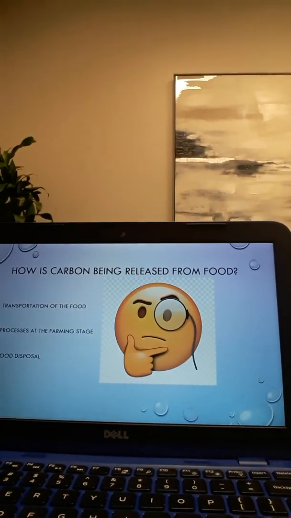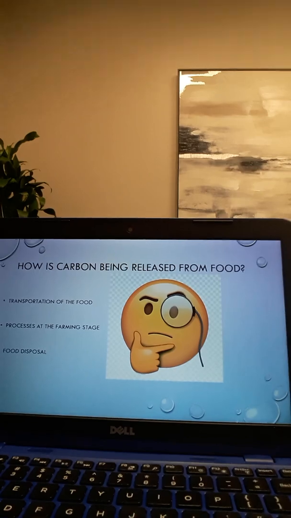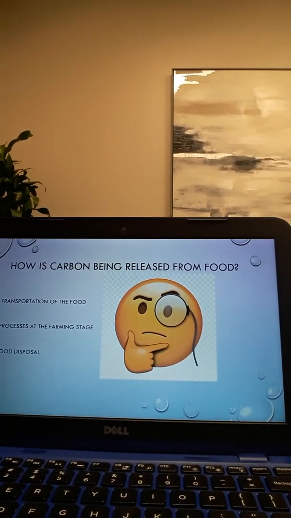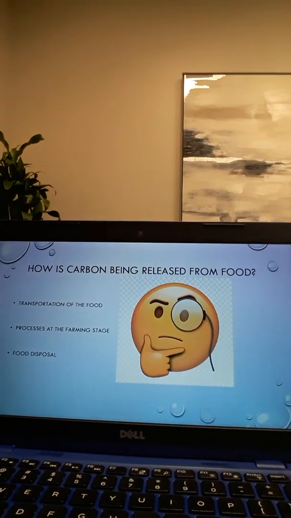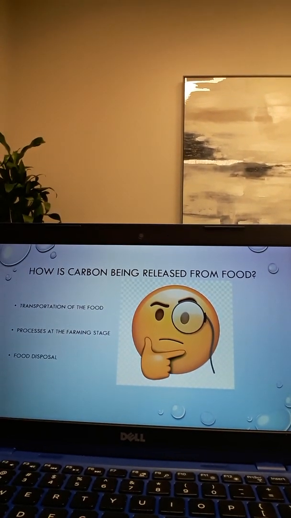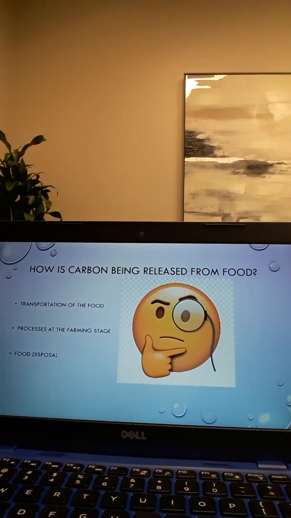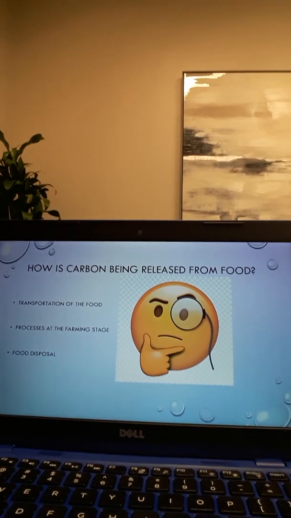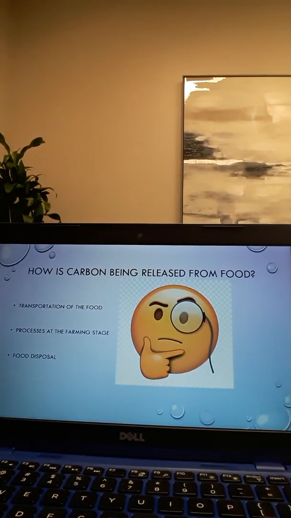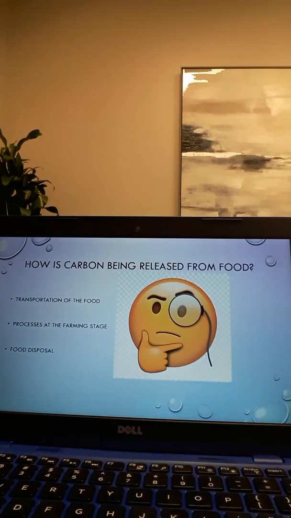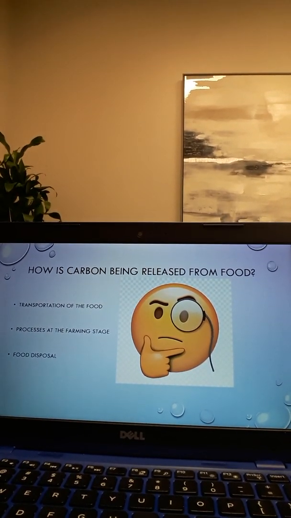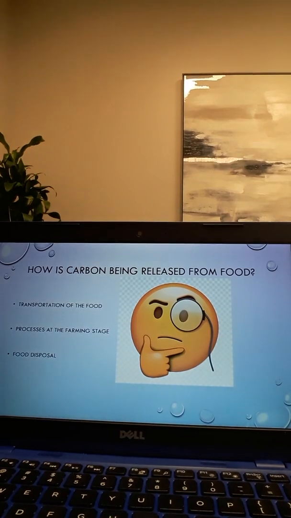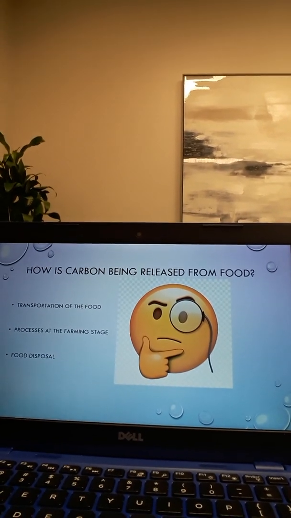So, how is carbon being released from food? There's a couple of different ways. One of them is the transportation of the food. In order to get the food, we have to transport that to the supermarkets, the restaurants, etc. And also the processes that are done at the farming stage that can create carbon. And then food disposal, food waste is another big contributor of carbon.